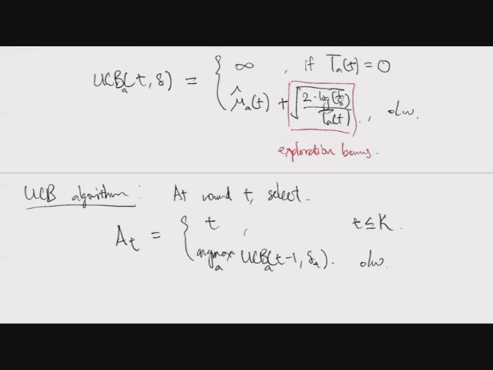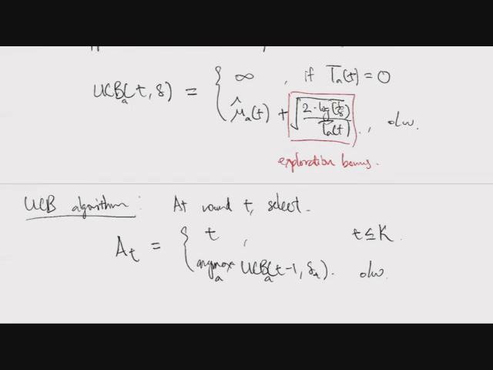Okay, you can see that both of these appear inside the formula for the upper confidence bound. So mu hat of A is the first term, and T_A(t) is in the denominator for the second term. Okay, so intuitively, this sort of makes sense. But we want to go one step further and explain why the exploration bonus has this exact form.